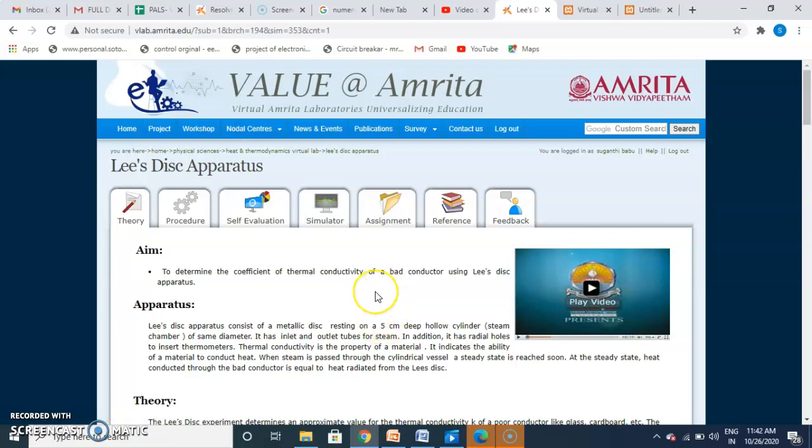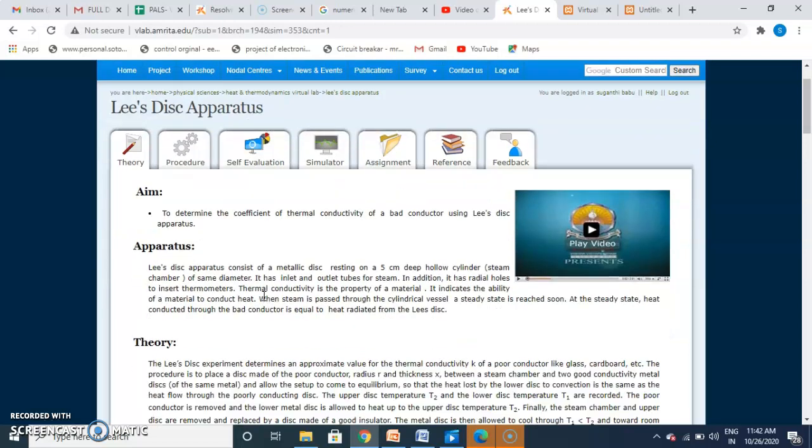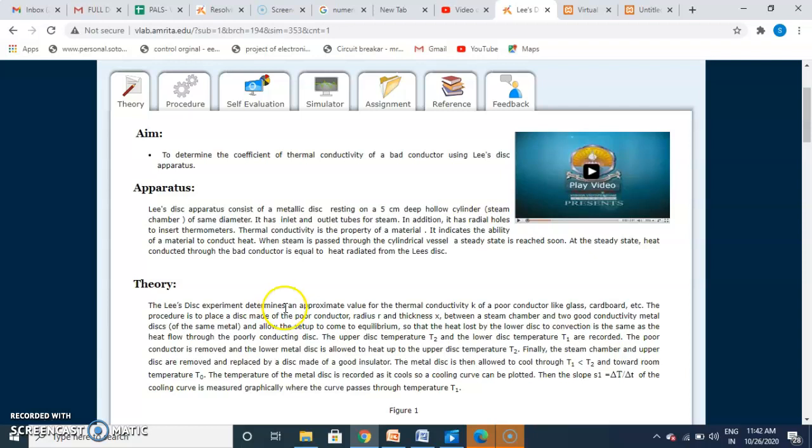Dear students, in this video we are going to see about the Lees disc apparatus. The aim of this experiment is to find the coefficient of thermal conductivity of a bad conductor using Lees disc. These are the apparatus required: a Lees disc, a metallic disc, a steamer, and a bad conductor, either glass or mica.